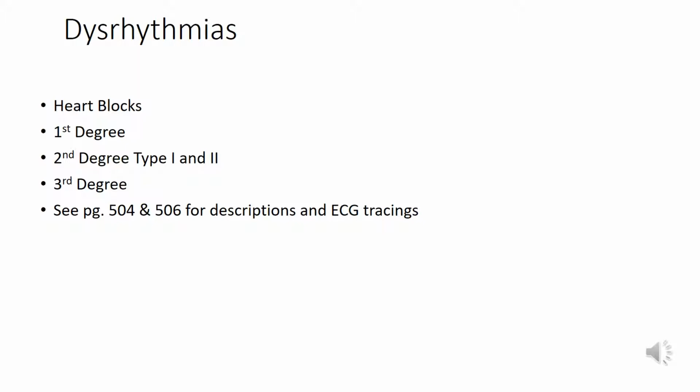There are 2 types of second-degree blocks. There's a type 1 and a type 2. They both have distinguishing characteristics. Type 1 can be caused by an inferior MI, heart failure, or digoxin toxicity. Type 2 can be caused by an anterior MI, infections, valvular disease, or digoxin toxicity. And type 2 leads to type 3, the third degree. So we need to always jump on the type 2s and make sure they're getting treated. See pages 504 and 506 for the descriptions and the EKG tracings that go along with them.